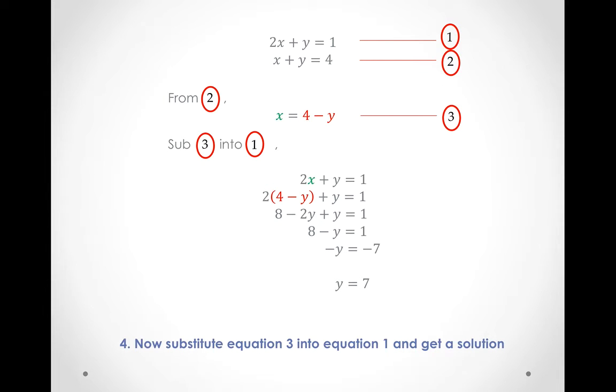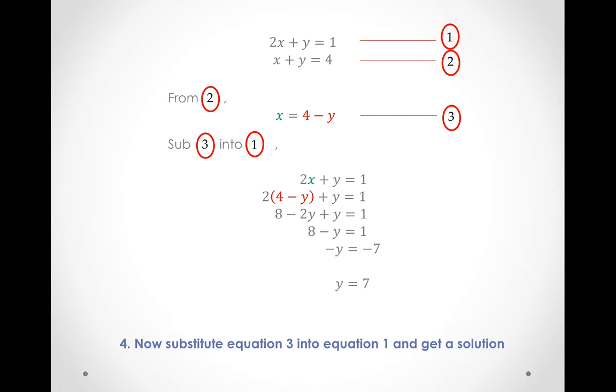Firstly, expand or get rid of your brackets. So 2 times 4 becomes 8. 2 times minus y becomes minus 2y. Plus the y equals 1. Now your next step, collect your like terms. And we would get our next line to look like 8 minus y equals 1, because we collected our like terms, minus 2y plus y equals minus y.